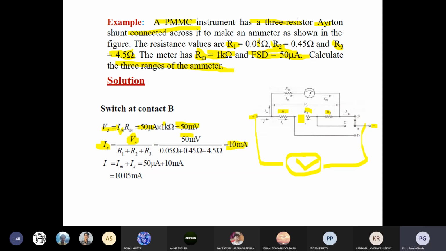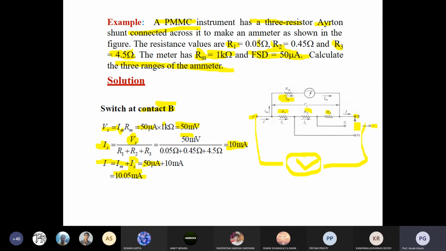So I equals what? Is plus Im. Im is the meter current, and Is is the total shunt current path, which you have calculated. So I equals Im plus Is. Is is 10 milliampere and Im equals 50 microampere. So directly you will get 10.05 milliampere. This is for contact B, when A is directly connected to B.